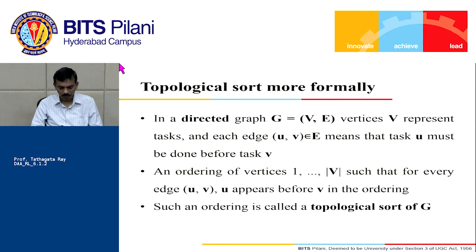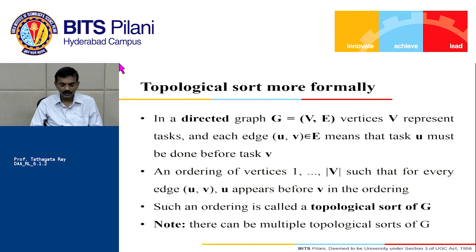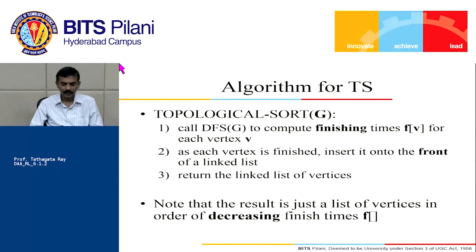And such an ordering is called a topological sort of the graph G. Okay. So first note that there can be multiple topological sorts of G. You may get a different ordering depending on where you start. Okay. Fine. So we will see.